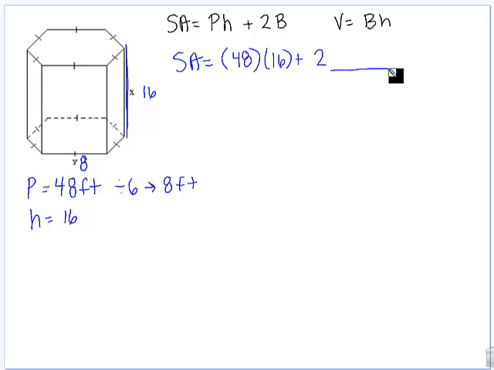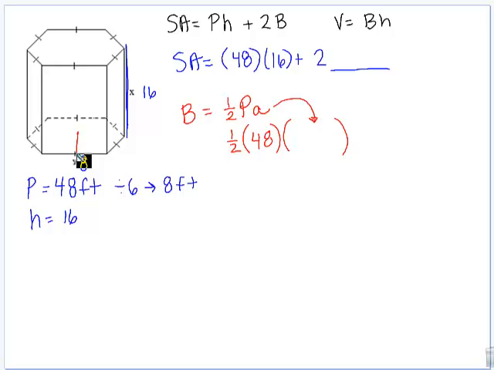Now we need to add on twice the area of the base. Well, this base is a regular hexagon. So our regular hexagon formula is 1/2 perimeter times the apothem. 1/2, well, we already know our perimeter is 48. We now need to figure out what our apothem is. So remember, we're going to find the apothem, so the distance from the center to the edge, and we're going to create that right triangle.